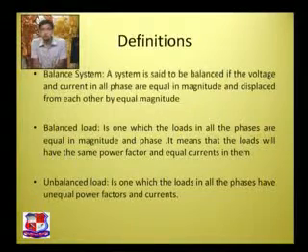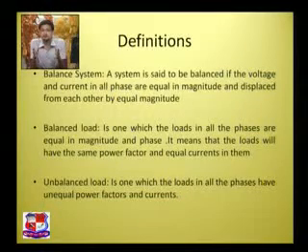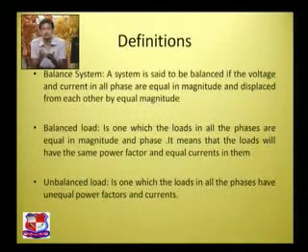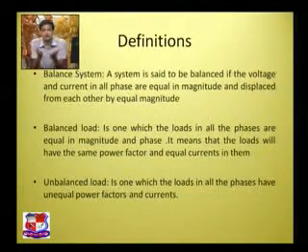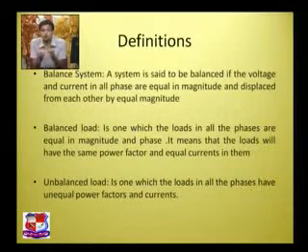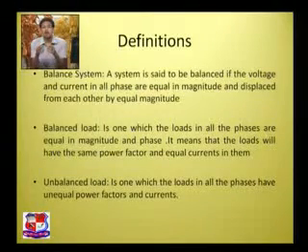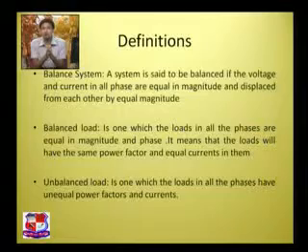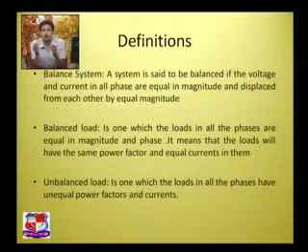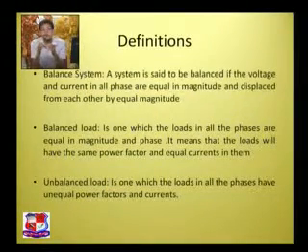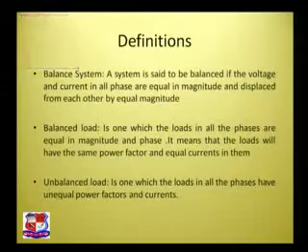Power factor: when we have any device or system, electrical or electronic, what is the efficiency of the system? When we manufacture an item, our main goal is efficiency. So the power factor we call efficiency, the ratio between the actual power and the supplied power.